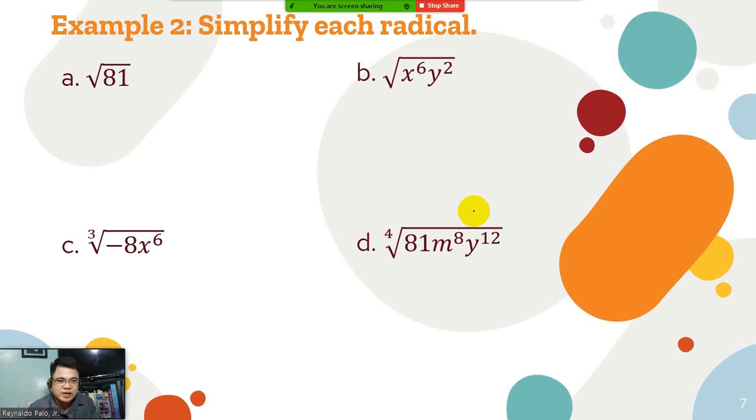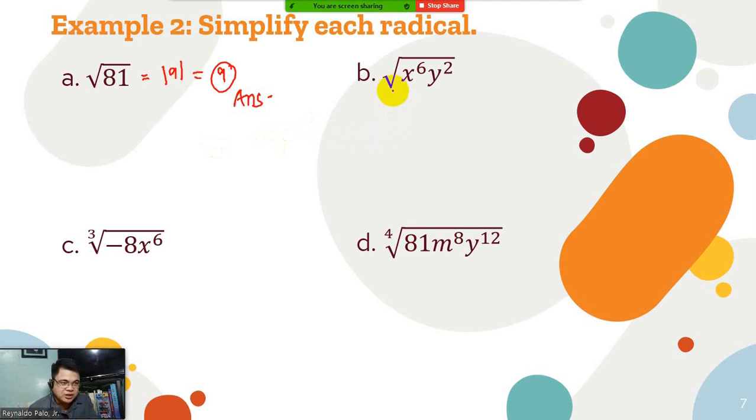So, simplify each radical. Letter A, square root of 81. Class, if you will be using your calculator, and for all we know, 81 is a perfect square. So, if we will be extracting the root of 81, we will be getting absolute value of 9. When we say absolute value, class, it means the distance of the number on the number line. Alright? So, absolute value of 9 is simply positive 9. So, this will now be your answer. To have a better understanding of this, we will be using the positive value, except that, of course, if the radicand is negative and the index is odd.